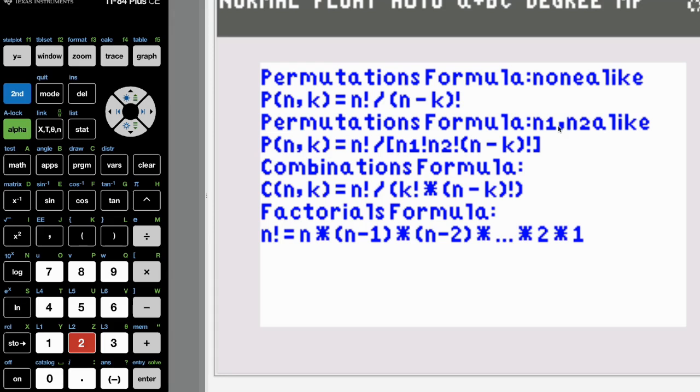For the permutations formula, we have n1 and n2 alike, like when you start talking about repeated letters in something like Mississippi. Because it has repeated I's, repeated S's, and repeated P's, I think, right? And then probability of n, k is n factorial over n1 factorial, n2 factorial times n minus k factorial. And again, if you had like, say, n3, repeating itself, like let's say the I's in Mississippi.